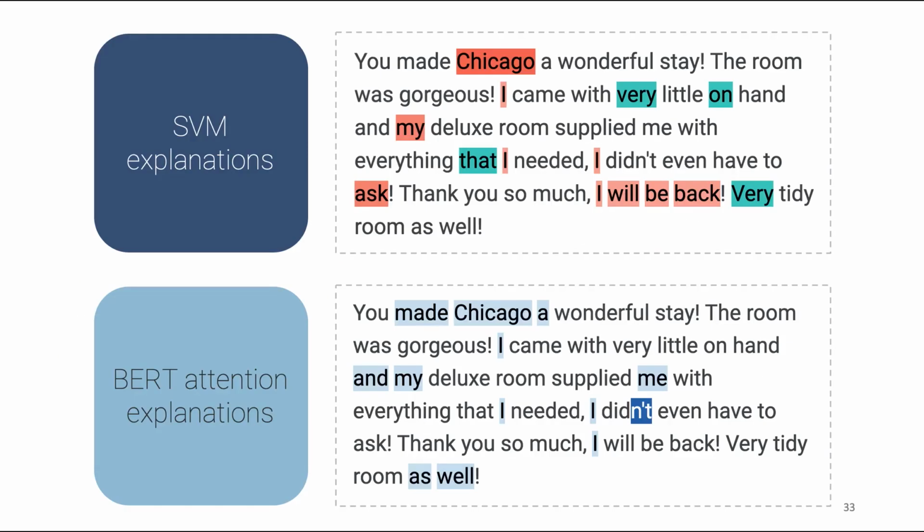This slide shows an example of how SVM and BERT attention explanations differ. In SVM, we extract the top 10 coefficients in a linear model. And in BERT attention, we retrieve attention values from its built-in attention mechanism. Do note that explanations from BERT attention are unsigned, as attention values from BERT are between 0 and 1.